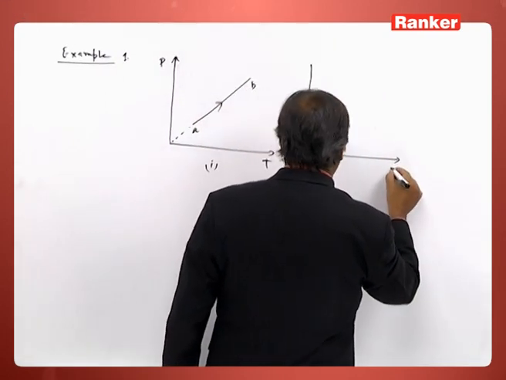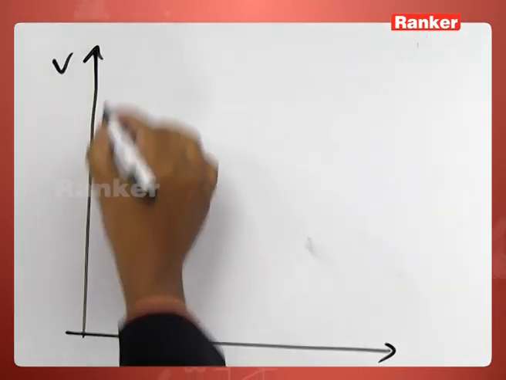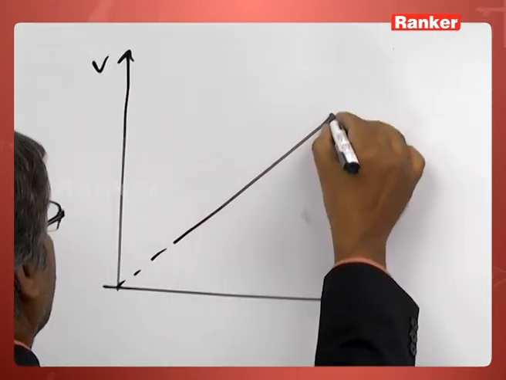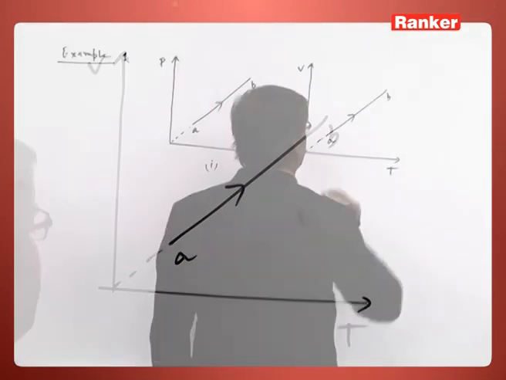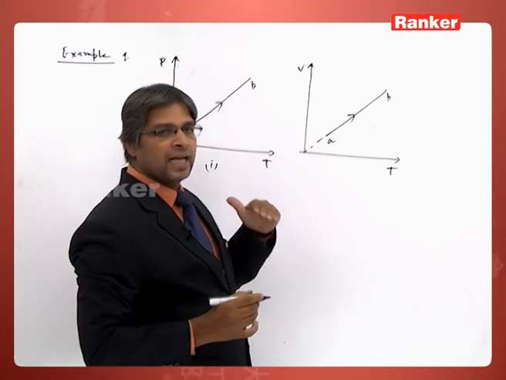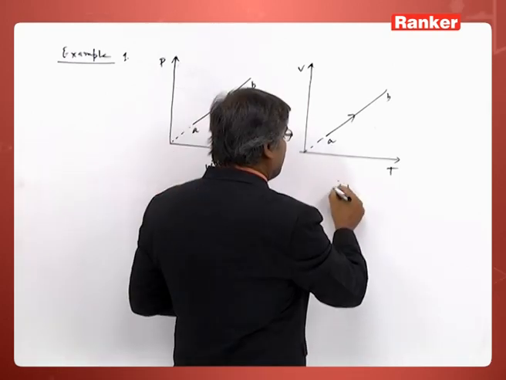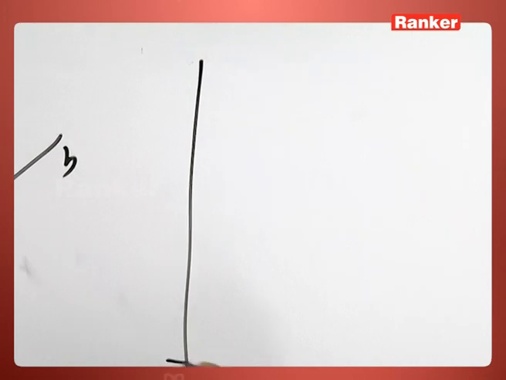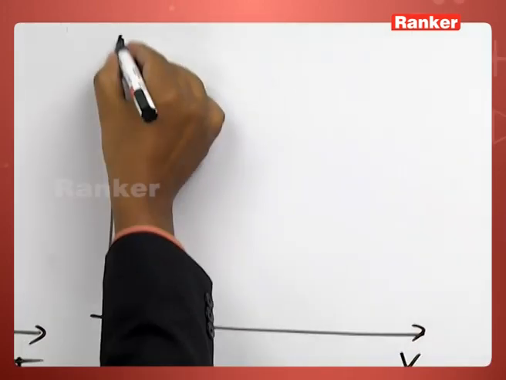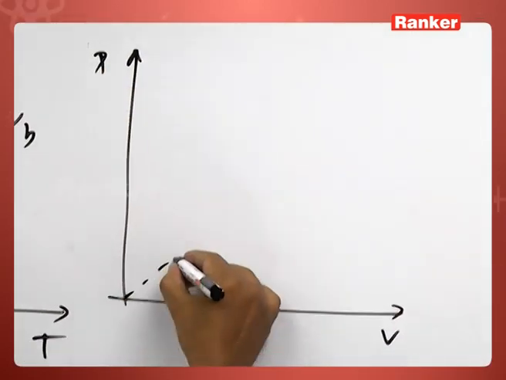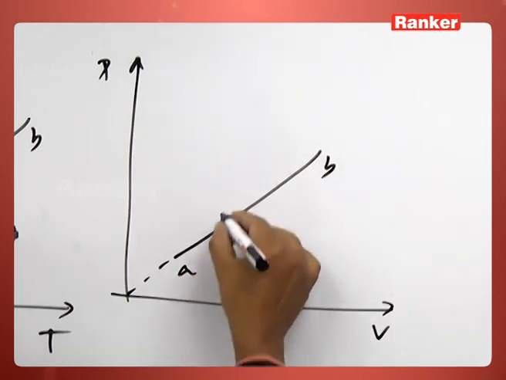Next, a VT process. Again my process is from A to B. During this process, I want to calculate the molar specific heat for the different processes. This is the PV process, and again here the graph is like this.